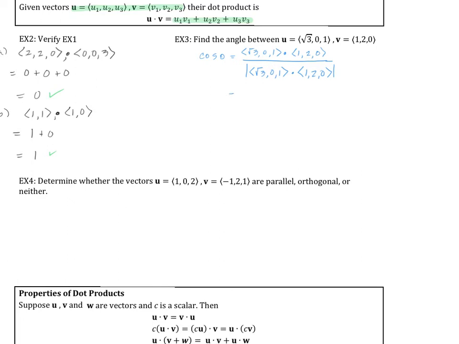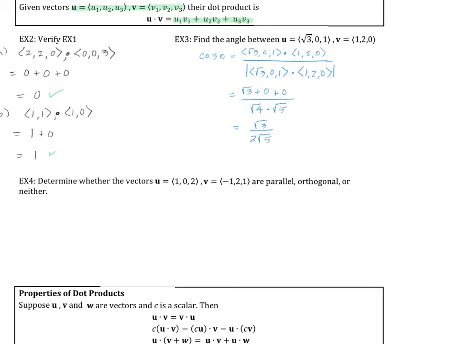So cosine of theta is going to be, for the dot product, multiply plus multiply plus multiply, over the magnitude of square root of 3 squared, which would be 3, plus 1 squared, which would be 1. I have square root of 4 times 1 plus 4, that would be square root of 5. It looks like we have the square root of 3 over 2 times the square root of 5.